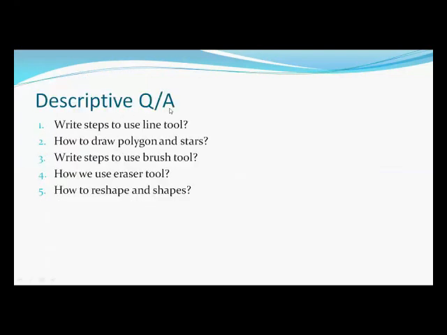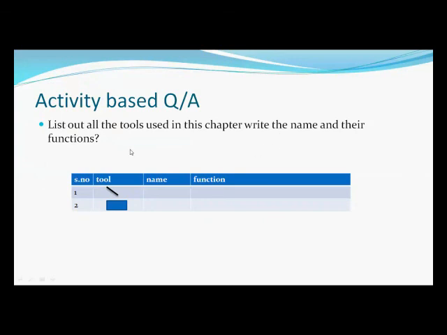Now descriptive question answers. There are 5 descriptive questions. Write steps to use the line tool. How to draw polygons and stars. Write steps to use the brush tool. How do we use the eraser tool. And at last, how to reshape lines and shapes. So take a screenshot of this screen also, and you can find the answers of these descriptive questions from the book. Now the activity based question is: list out all the tools used in the chapter.